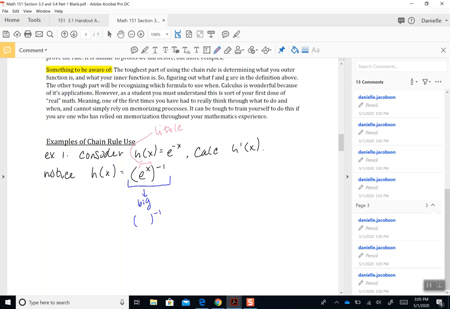Sometimes people will ask, well, why didn't you say that your outside function was e to the x? Don't write this down, but I'll explain.